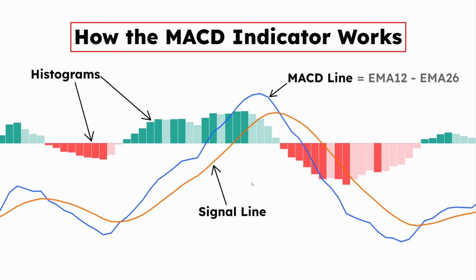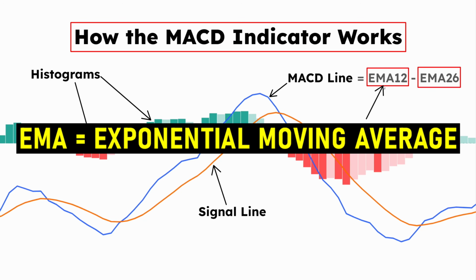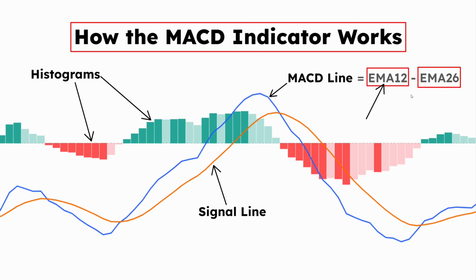Well, let's begin here with the MACD line. The MACD line is calculated by taking a short-term moving average minus a longer-term moving average. And the standard setting is to take an exponential moving average, or in other words, EMA, based on 12 periods, minus an exponential moving average based on 26 periods.